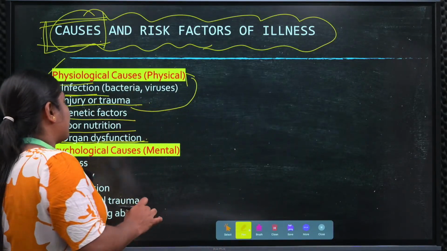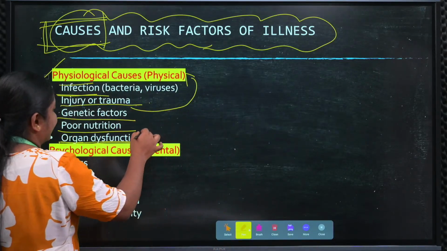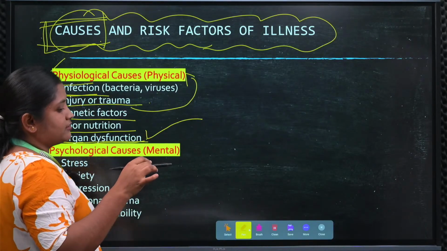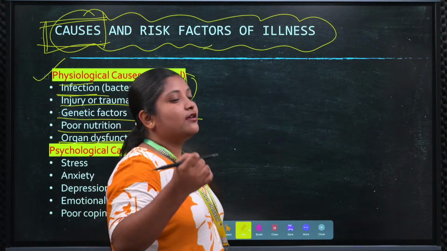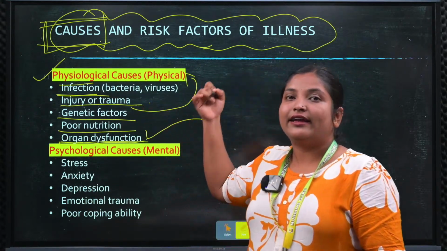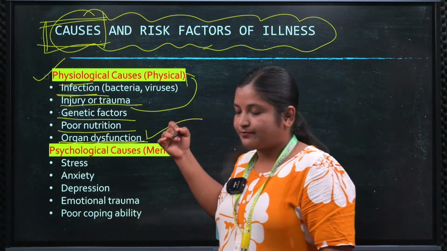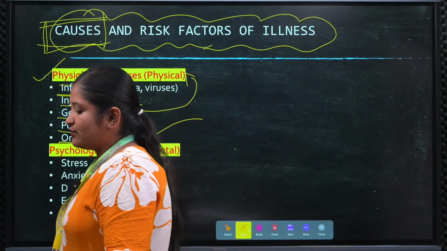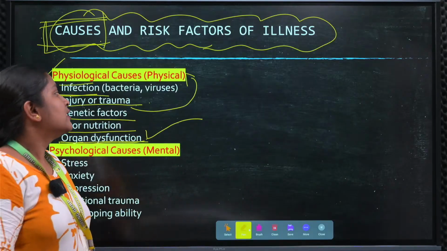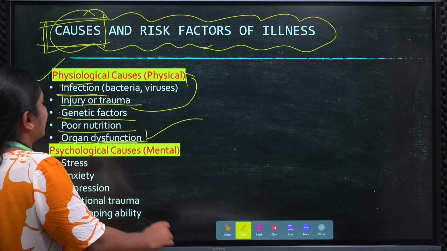So there may be a chance to get organ dysfunction, or else if your organ is not functioning properly, that is also one of the reasons to get an illness. Not only that one, pancreatitis too. Okay, so any organ. Next, we can see the psychological causes.